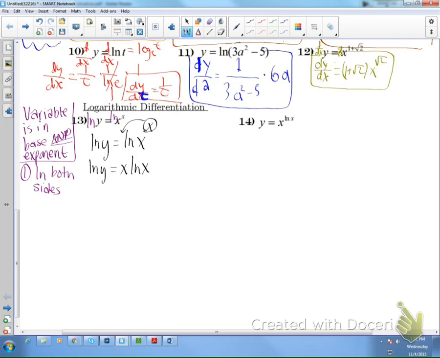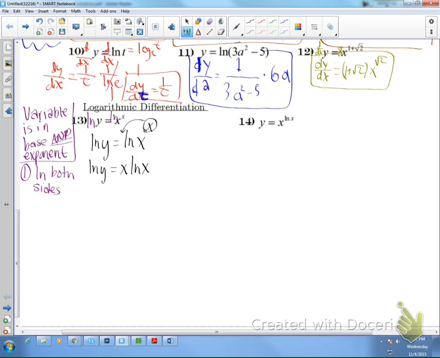Okay, so our whole goal here was to find dy dx. What do you think we could do next to find dy dx? We took care of the exponent issue. What is dy dx? This is a good question. What is dy dx? It's a derivative. So, can we now take the derivative?